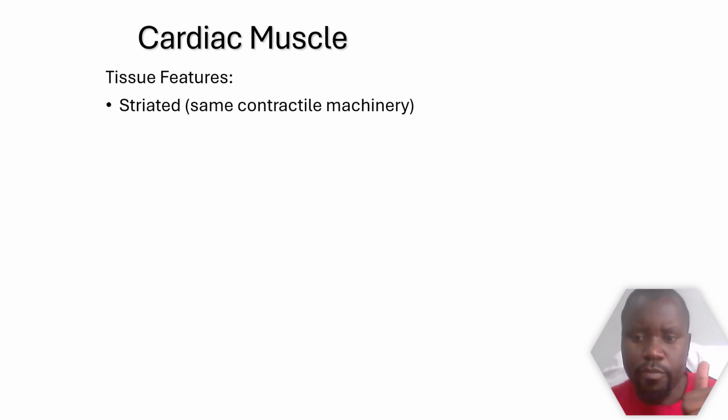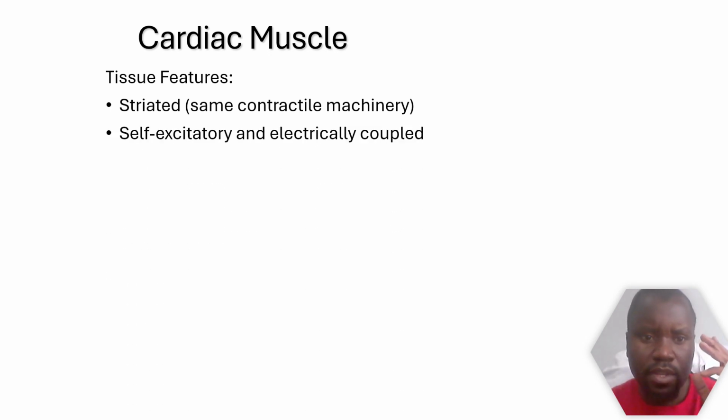It is striated, meaning it has regular arrangement of sarcomeres. It is self-excitatory and electrically coupled. What it means is that you can remove the heart from the body and put it in a physiological medium or solution, and it will be able to continue with its rhythm of contracting and relaxing. Why? It has a conduction system, a number of cells within itself that are able to produce action potentials to stimulate the contractile cells.